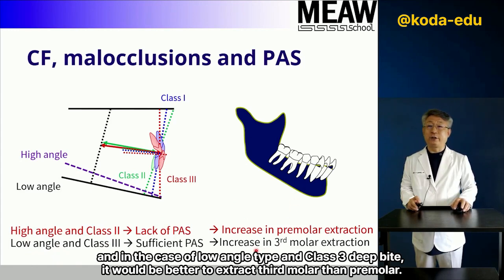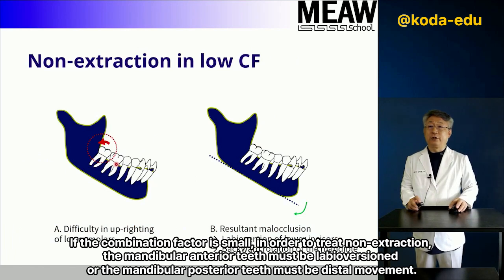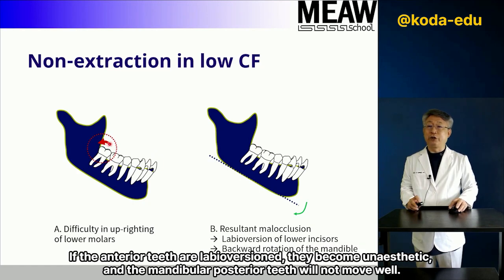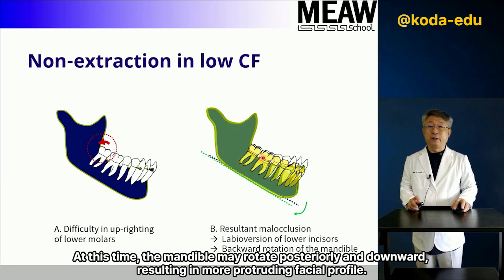If the combination factor is small, in order to treat non-extraction, the mandibular anterior teeth must be labiversioned or the mandibular posterior teeth must be distal movement. If the anterior teeth are labiversioned, they become unaesthetic and the mandibular posterior teeth will not move well. At this time, the mandible may rotate posteriorly and downward, resulting in more protruding facial profile.